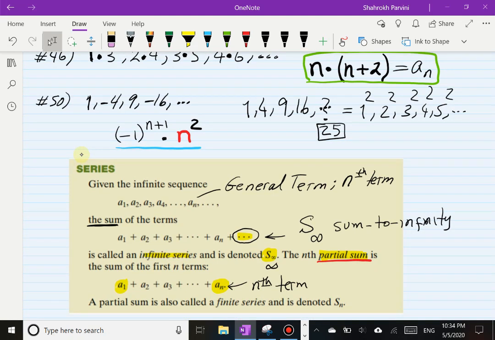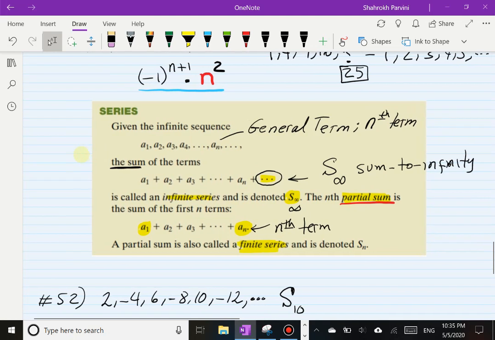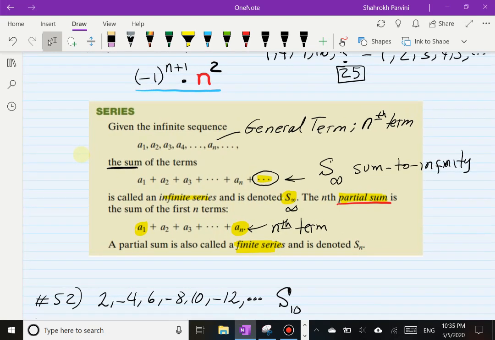Okay, now these partial sums are finite, right? These are finite series because they terminate at some point. They stop at a sub n. So let's take a look and see how we're going to actually do this. In exercise number 52, we are given a sequence. The notation S sub 10 means find, remember, S sub n means the nth partial sum. It's right here. You see that? Using that notation, S sub n means the partial sum. So we want the 10th. That's what this means. We want the 10th partial sum.